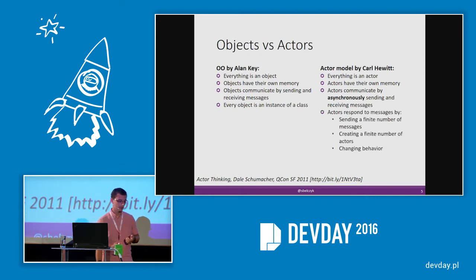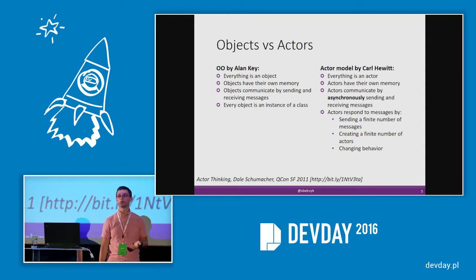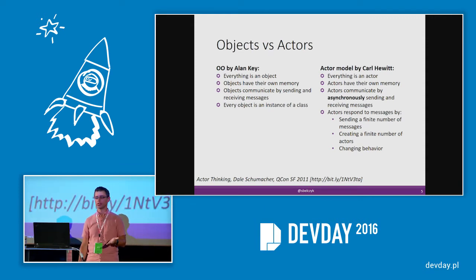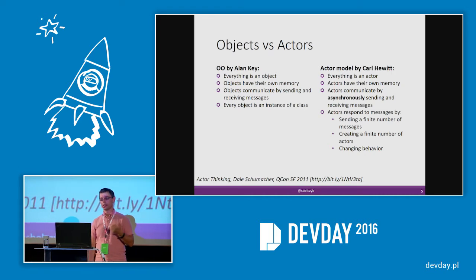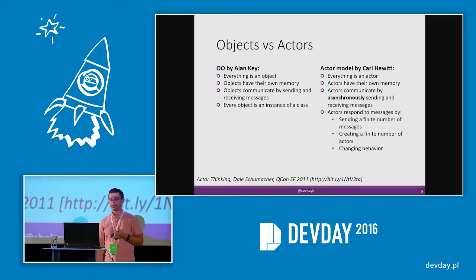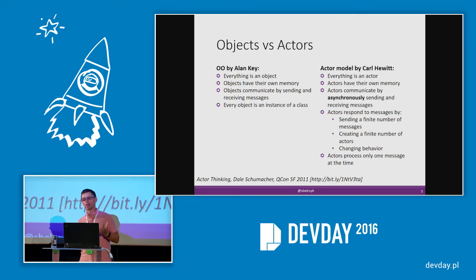Actors respond to messages in 3 ways. They can send a finite number of messages to other actors. They can create a finite number of actors, and they can change their behavior, which basically means that they change the way they will respond to the next message. Or, in most cases, they will basically change their internal state. And the last rule says that actors process only one message at a time. So we can think about actors as small, lightweight processes which process messages from the inbox one after another. So like a single-threaded process.